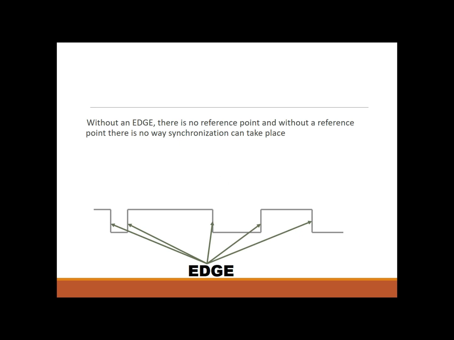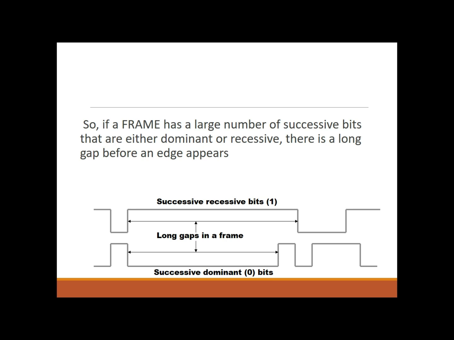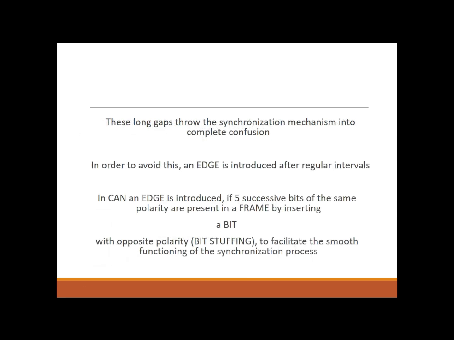If you see the edge, without an edge there is no reference point, and without a reference point there is no way synchronization can take place. If the frame has a large number of sequential bits that are either dominant or recessive, there is a long gap before the next edge appears. Successive recessive bits consist of 1s, and long successive dominant bits consist of 0s. If you see the gap, you can tell easily. These long gaps throw the synchronization mechanism into complete confusion.